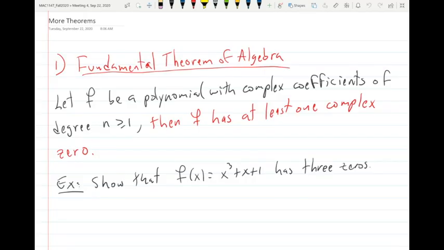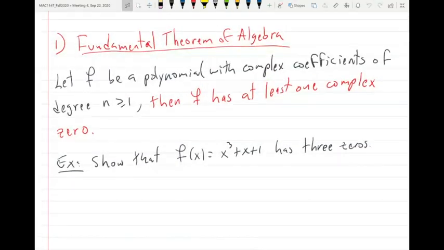Basically what it says is that if you're looking for zeros of a polynomial, you're going to find them. Because this theorem tells us that every polynomial of degree at least 1 is going to have at least one complex zero. Of course, the degree has to be at least 1, otherwise it's a constant polynomial, and other than the zero polynomial, it's not going to have zeros, but those cases are not interesting. We are interested in polynomials of degree 1 or more. Anyways, that's what the fundamental theorem of algebra says.